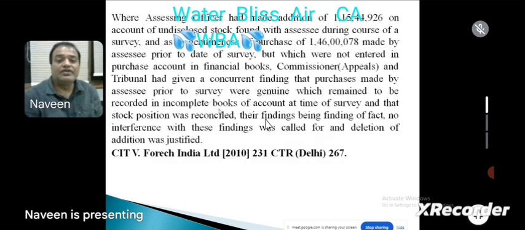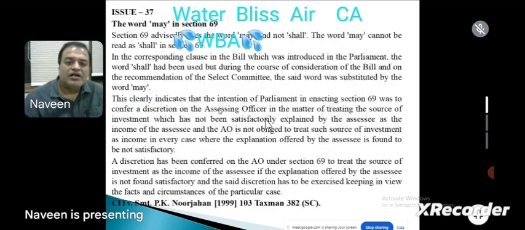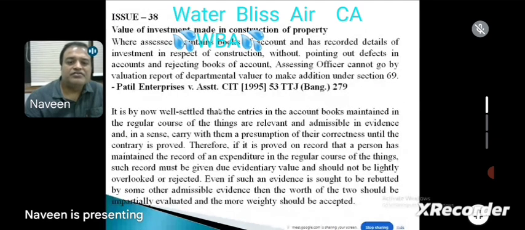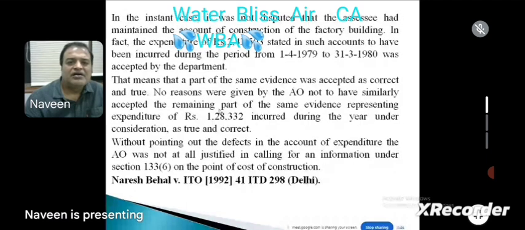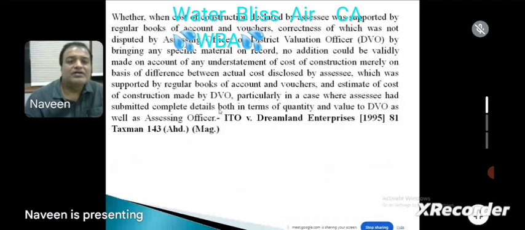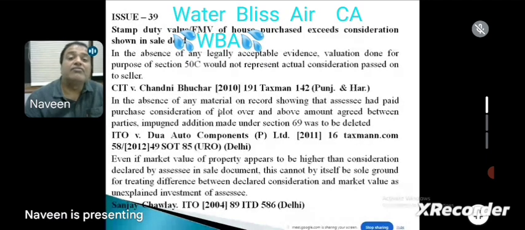Now, the next point: value of investment in construction of immovable property, then stamp duty, FMV of house exceeds consideration shown in sale deed. So in the absence of any legally accepted evidence, valuation done for the purpose of stamp duty would not represent actual consideration passed on to the seller.